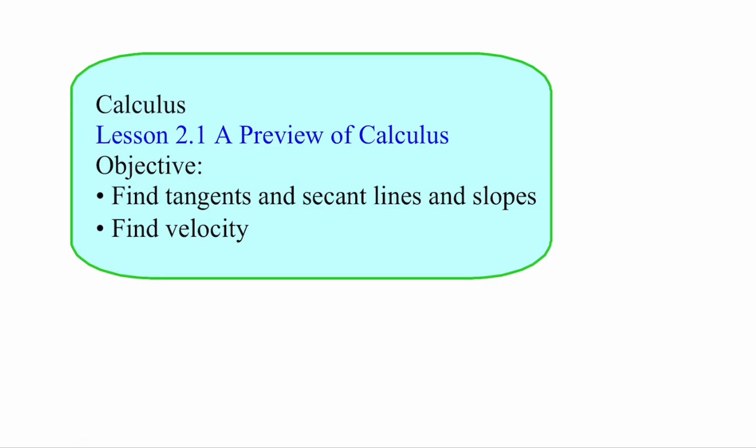So in 2.1, you're going to finally start seeing a little bit of the beginnings of calculus. So we're going to talk about what is a limit. We're going to talk about tangent lines, secant lines, and velocity.